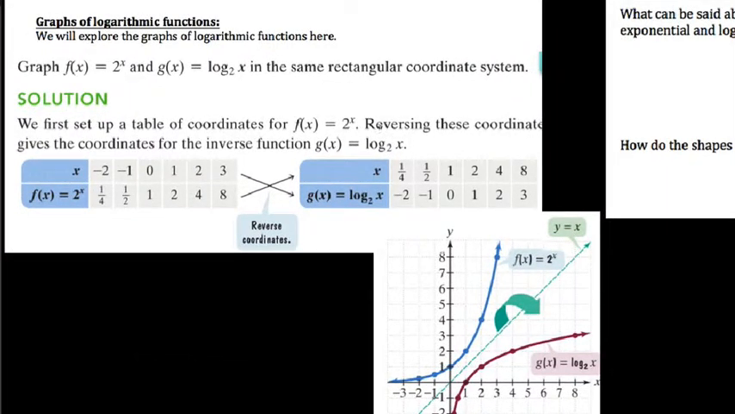Okay, YouTube, in this video we're going to be looking at the graphs of logarithmic functions, and the fabulous thing about the graph of a logarithmic function is that it is the inverse of an exponential function. So we're going to just start with that. We're going to say, hey, the graph of y equals 2 to the x power, clearly an exponential function here.